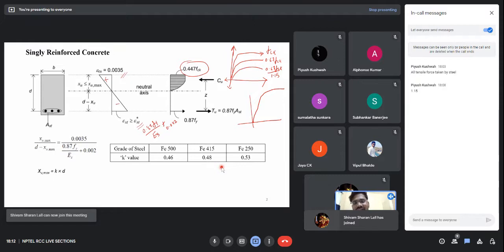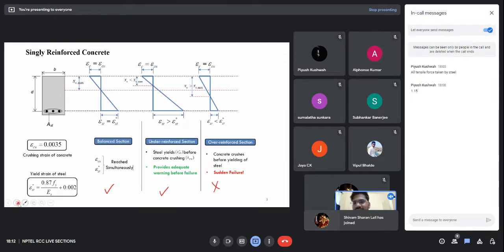I think this is very clear to you now. Now let's go to the further slide. Okay, now let me discuss this also. This is also very important. Now we have seen the different strain profiles. Now this is the limiting depth of neutral axis.